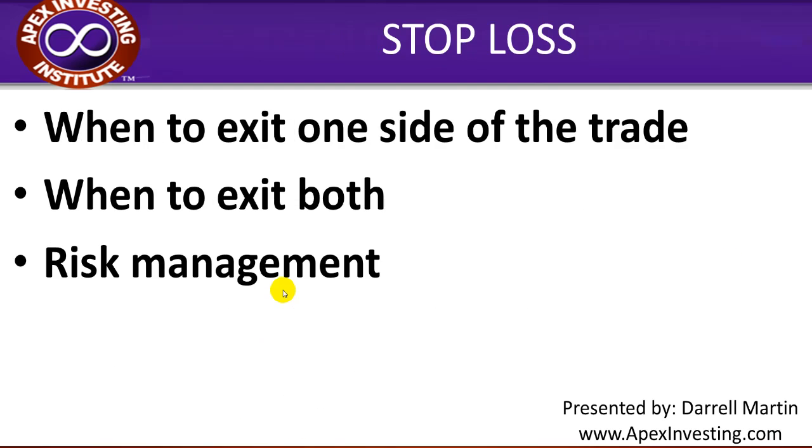Then obviously exiting when the strikes are hit. So we talked about exiting when one side of the strike is hit. Exit both because you don't want the other one to come back and lose. Like you lose $35 on one, the other one comes back and loses like 85. You just jacked up your risk reward model. Okay, so exit both if you're going to exit.